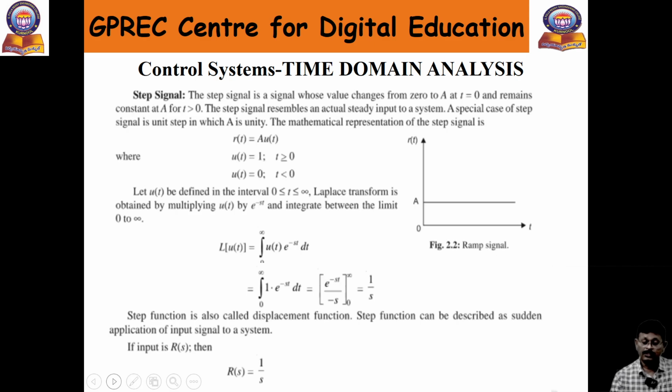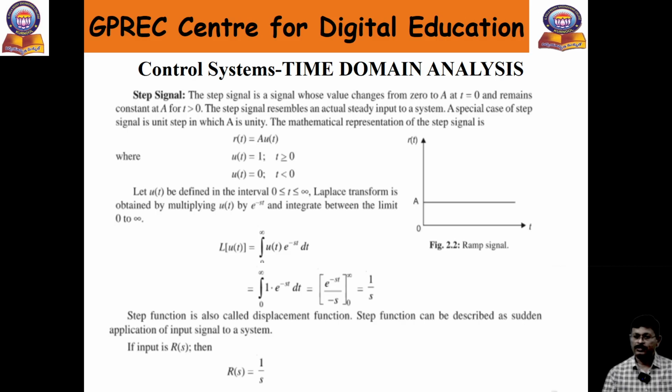Take the first signal, which is called the step signal. The step signal is a signal whose value jumps from 0 to A at t equals 0. That is, when t equals 0, the value is some value; it may be 10 or 20 or 30. It remains constant for t greater than 0, and it remains constant as time goes on.